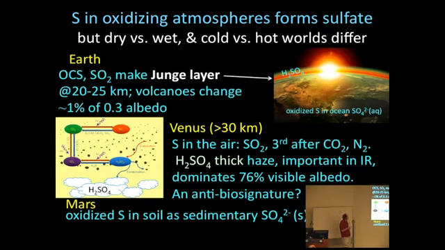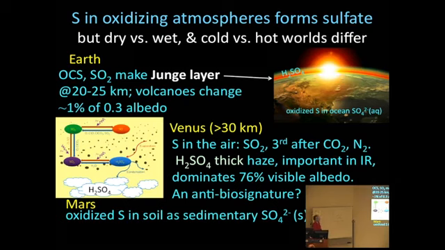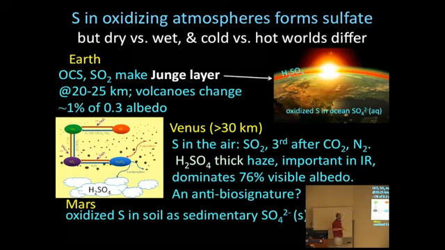And on Venus, the sulfur in the air is SO2, and it's third in abundance after these two other gases, and you get a thick haze, thick enough to be called clouds in the lower part of the atmosphere, which is very important in the thermal infrared, near infrared, and dominates the visible albedo.